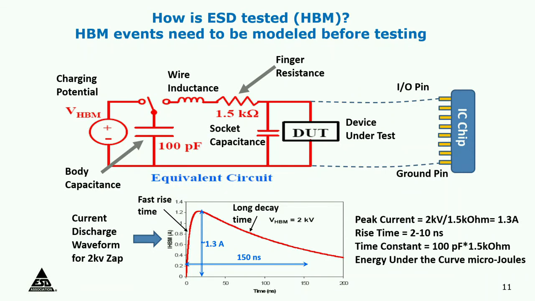The time constant is 100 pF times 1500 ohms, which is 150 nanoseconds. So one time constant is 150 nanoseconds. The human body event is a decaying waveform. It takes about 3 time constants before all the current disappears. The energy under that curve is what causes the damage to the IC transistor. This is the human body model shown here. Notice the rise time is pretty fast, but the decay time is long. Once we know this pulse, we protect any circuit that can face this threat so that none of the transistors are damaged.